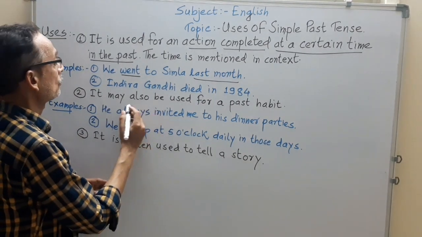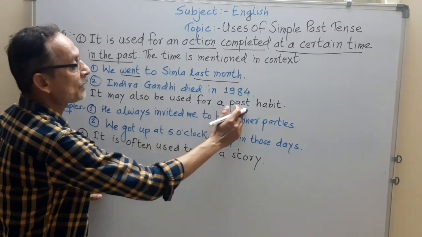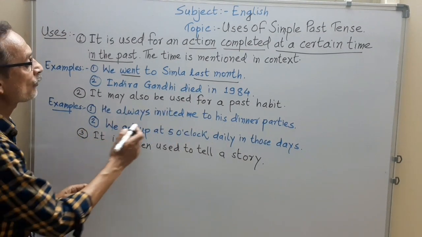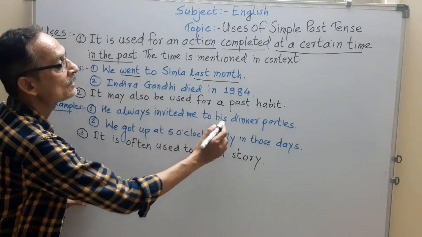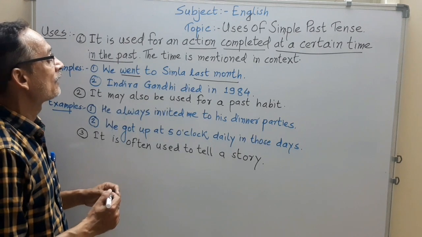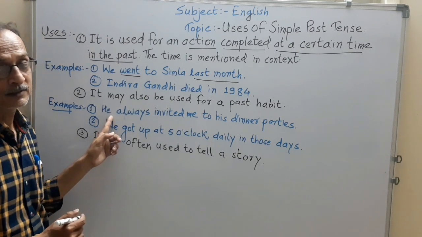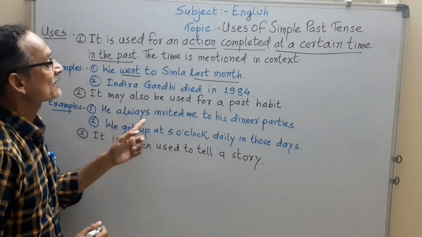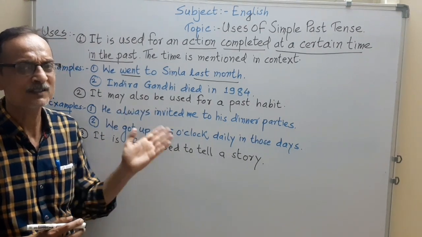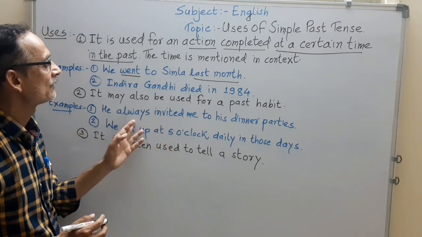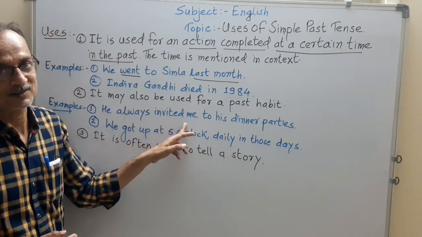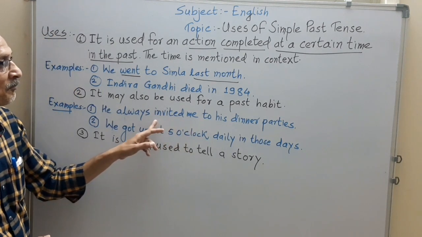Now, it may also be used for past habits. Let me show the use in an example. He always invited me to his dinner parties. The narrator here addressed his past habit. What was his past habit? He invited people to dinner parties in the past. That is the past habit.